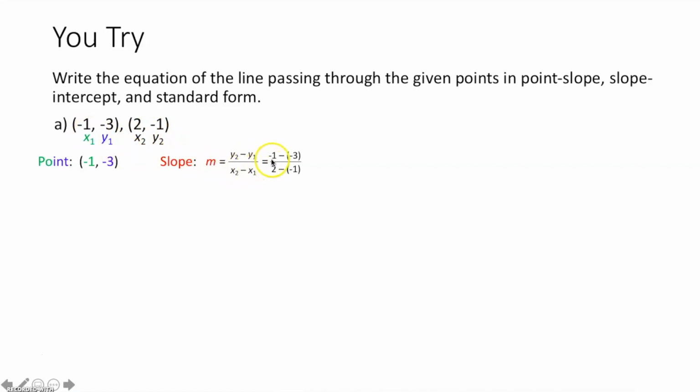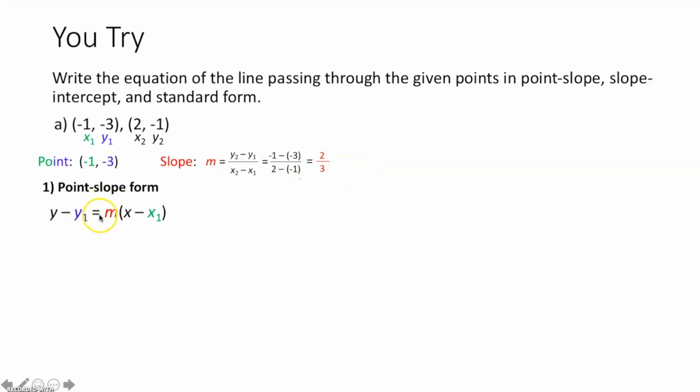Now we simplify. What's negative 1 minus negative 3? That's the same thing as negative 1 plus 3, which is going to be positive 2. In our denominator, 2 minus negative 1, same thing as 2 plus 1, which is going to be 3. So we have our slope, 2/3. Now we have a point and a slope, so let's plug it into point slope form.